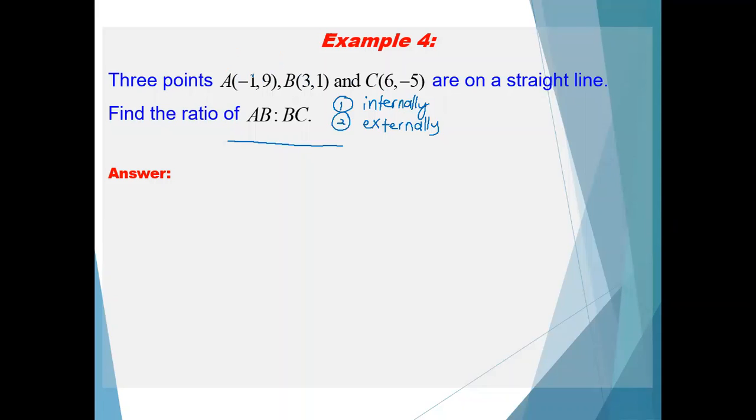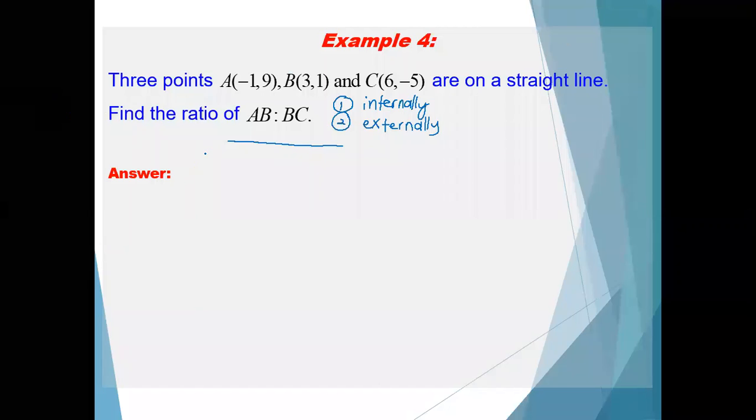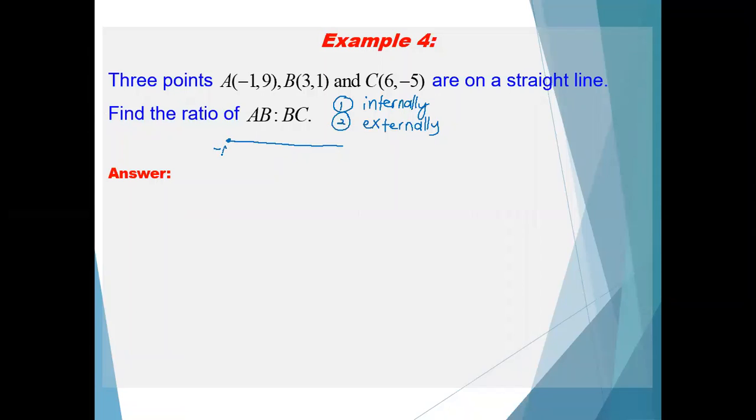So if you look at A(-1, 9), B(3, 1), C(6, -5), we can see that B divides the line internally. So which formula do we use? For internal division we have two: one is the midpoint, the other is the ratio of M to N. Looking at -1 to 3 and 3 to 6, it is not the midpoint. So we use the second formula, which is the ratio M to N.